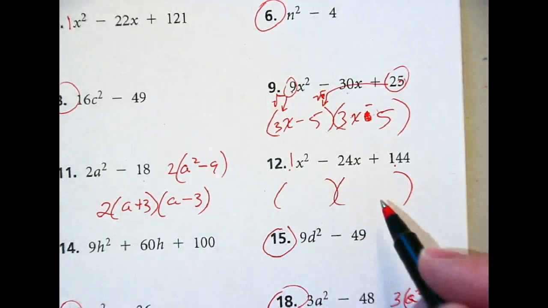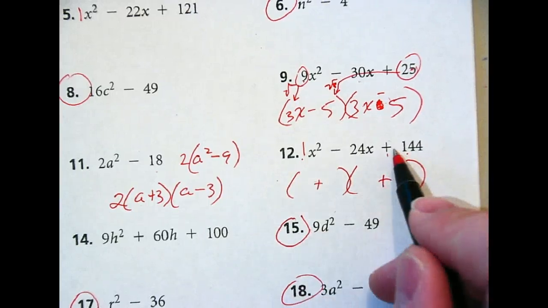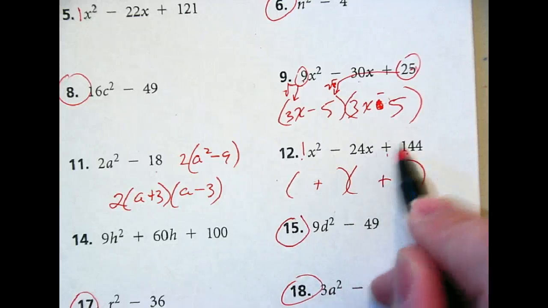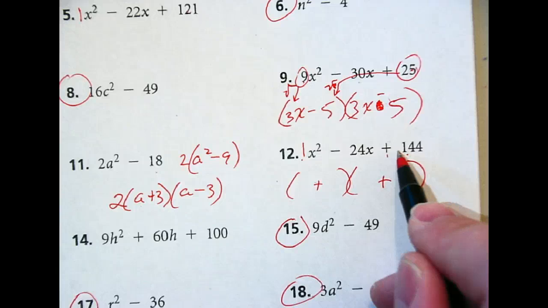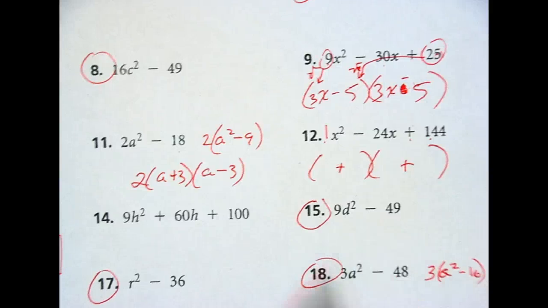Yeah. Is it plus? All right, that's awesome. Now, if it was minus, would it work? Doesn't work. So on the trinomials, you have to have a plus in the back. In the binomials, you have to have a minus. So make a note of that.